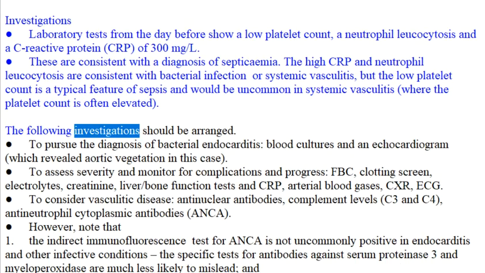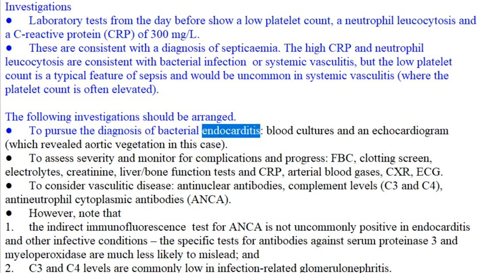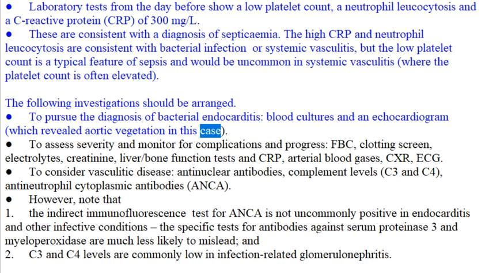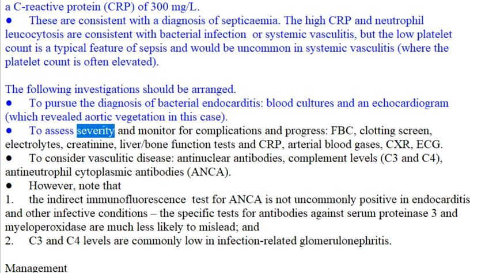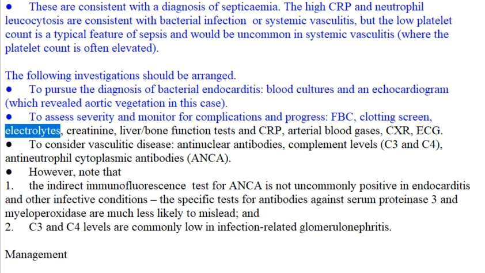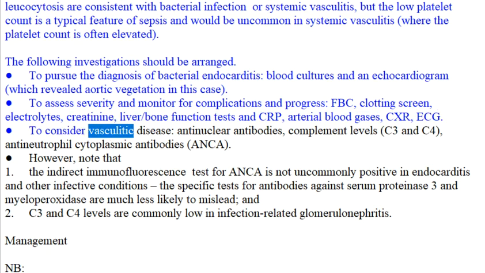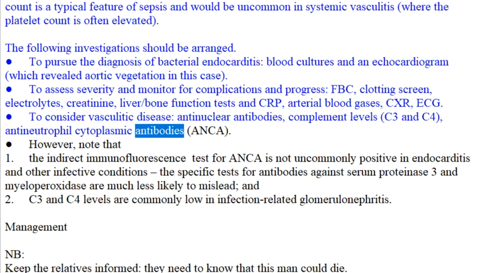The following investigations should be arranged. To pursue the diagnosis of bacterial endocarditis, blood cultures and an echocardiogram, which revealed aortic vegetation in this case. To assess severity and monitor for complications and progress, FBC, clotting screen, electrolytes, creatinine, liver/bone function tests and CRP, arterial blood gases, CXR, ECG. To consider vasculitic disease, antinuclear antibodies, complement levels, C3 and C4, antineutrophil cytoplasmic antibodies, ANCA.